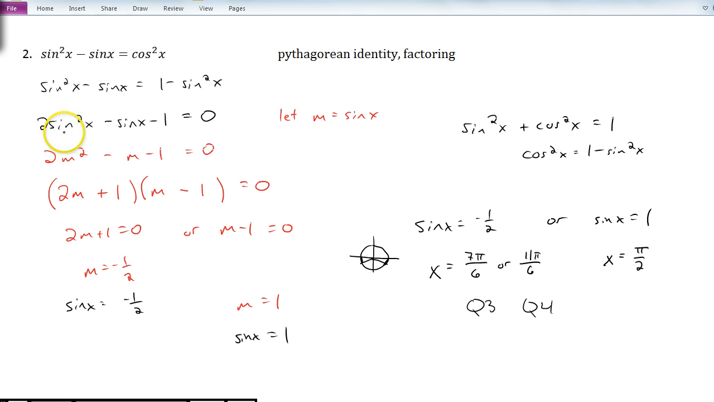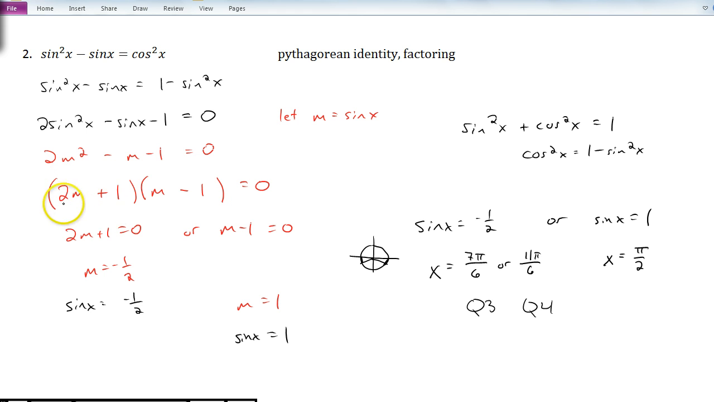And I get 2 sine squared x minus sine x minus 1 is equal to 0. And that looks messy to some students, so I urge them to just substitute m for sine x. You pack up sine x in a suitcase and ignore it for a while, just doing the algebra on the abstract forms. 2m squared minus m minus 1 equals 0.